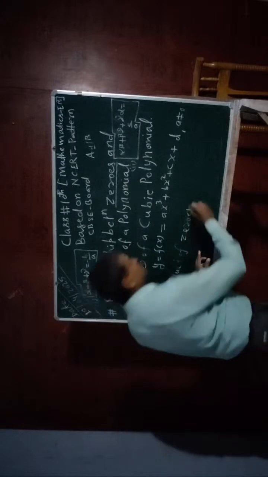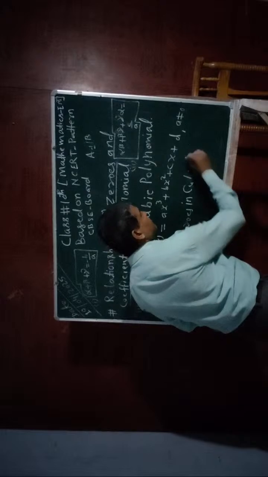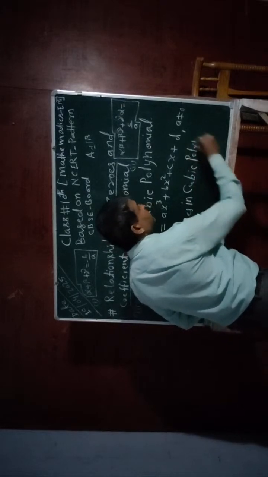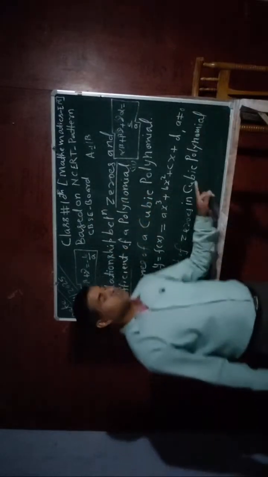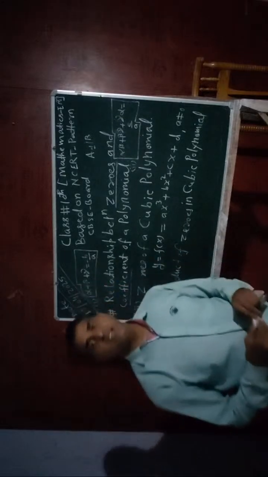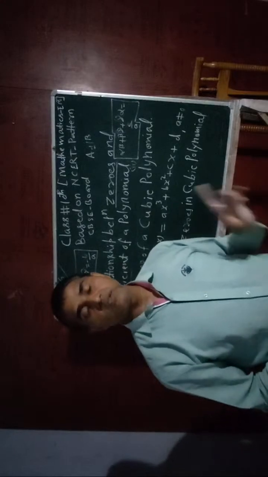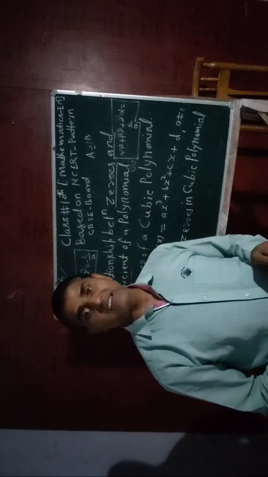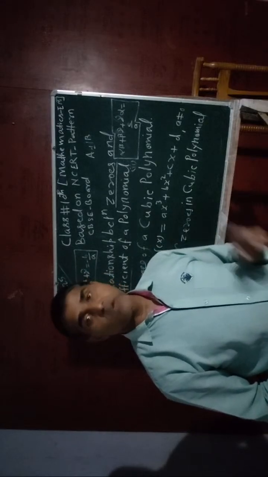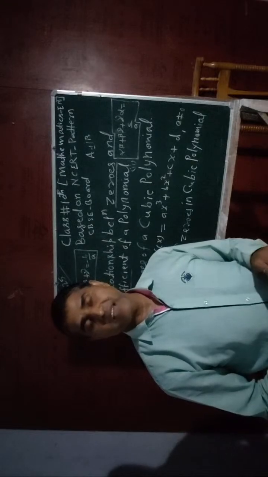Product of zeros in a cubic polynomial. It means that here I am using a cubic polynomial. So this cubic polynomial will intersect the x-axis at three different points. Therefore, I will say its roots are named alpha, beta, and gamma.